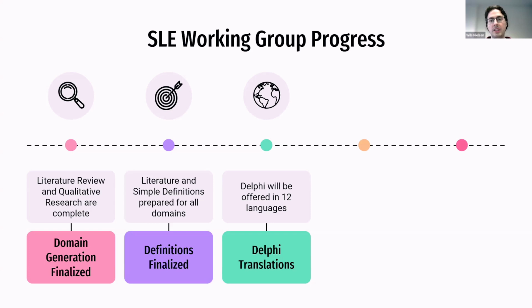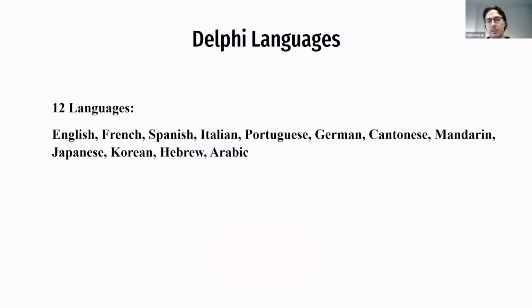And so we've chosen these 12 languages: English, French, Spanish, Italian, Portuguese, German, Cantonese, Mandarin, Japanese, Korean, Hebrew, and Arabic. So we're currently having our Delphi translated into those languages right now. And this Delphi will occur simultaneously in all 12 languages, and all the results will be compiled together. So that is one of our big initiatives going forward, to be more inclusive.